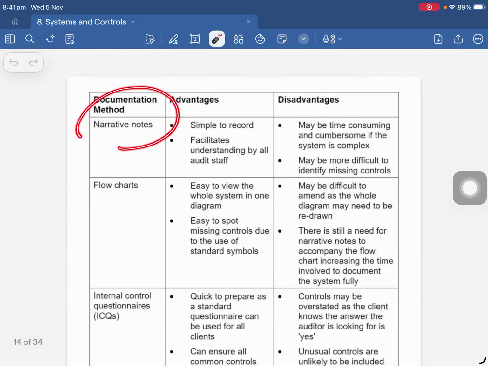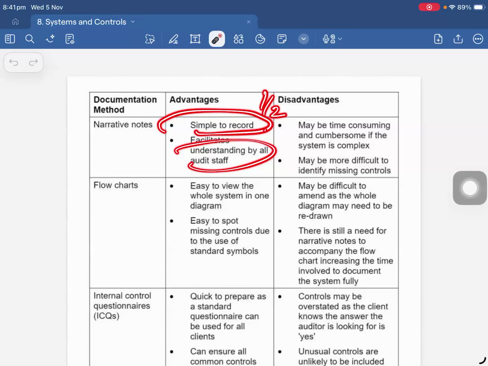Now, this is a major important area. You're going to have 3 marks, 2 marks questions from it, and they are going to give you two topics, narrative notes and flowcharts, and they're going to ask you advantages and disadvantages. One point would give you half a mark. Another point would give you another half mark. So it would be like 2 marks each, 4 marks in total.